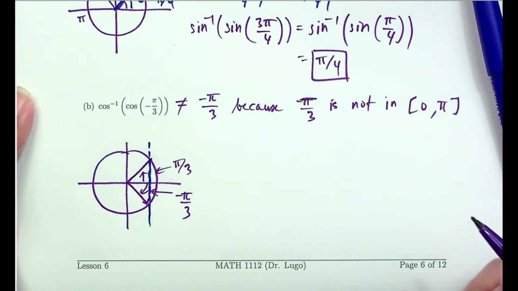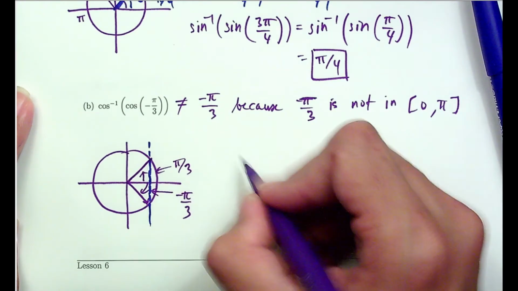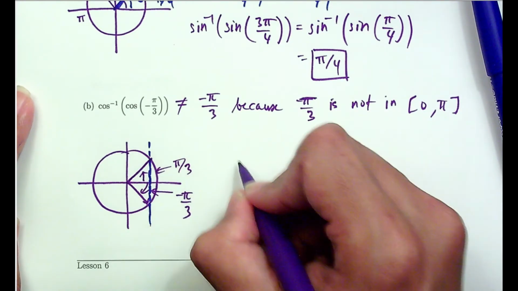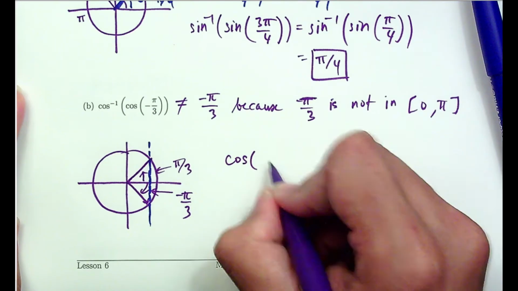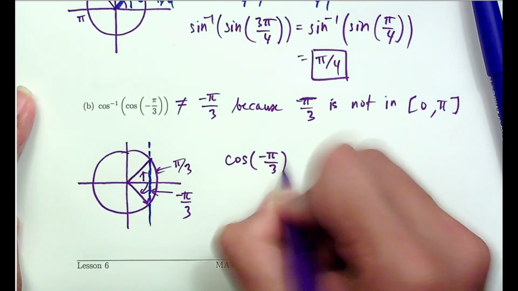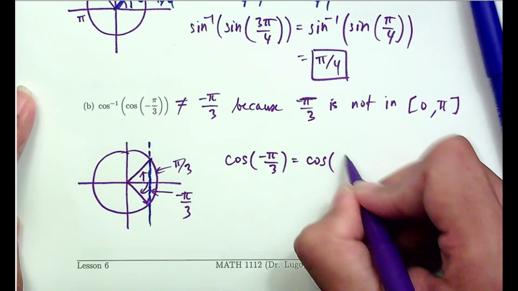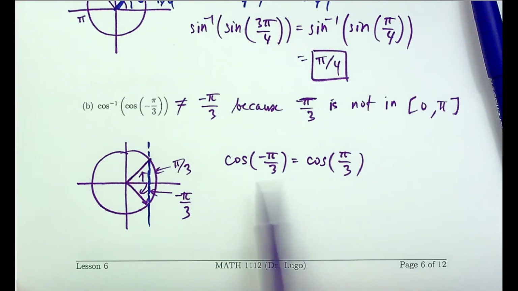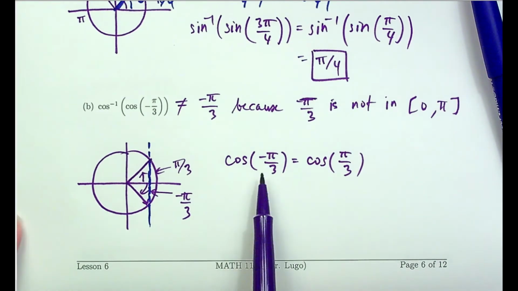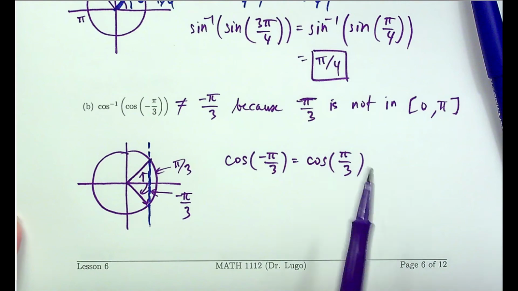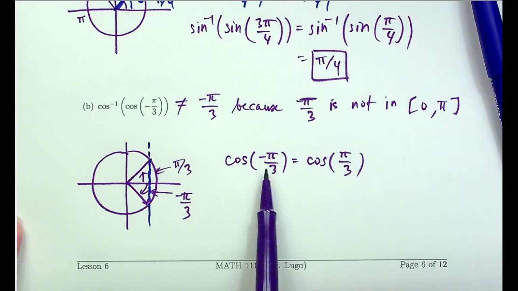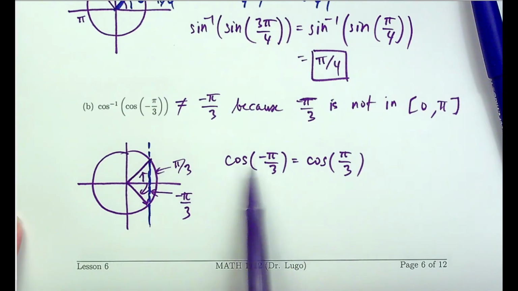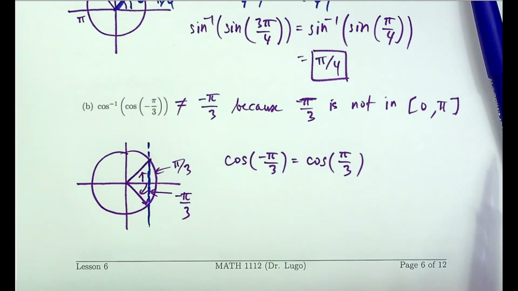So writing down what that means, because these two have the same x coordinate, that means they have the same cosine. That means the cosine of negative pi over 3 is actually the same as cosine of pi over 3. And by the way, we know that this is also true because cosine is even. So that's another way to figure this out. Cosine is even, so we could have just said, oh, cosine is even, so you can drop that minus. So you get that. Either way, this is true.